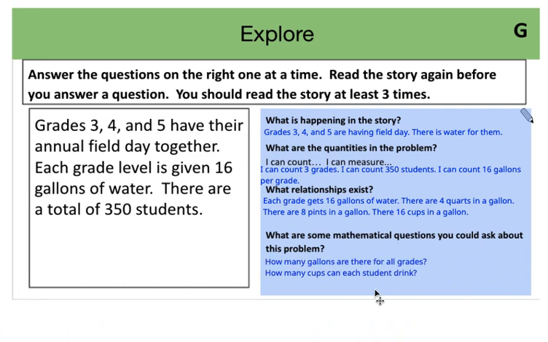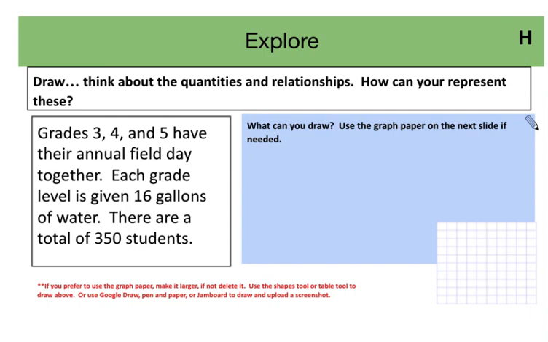Right, did you maybe ask how many gallons are there for all the grades in total? How many cups can each student drink? Maybe you came up with some different ones. All right, now that we've read this problem a few times, let's go ahead and see if we can draw something based off of those relationships. So think about the quantities and relationships. How can you represent these? So what can you draw? You can use the graph paper if you need.